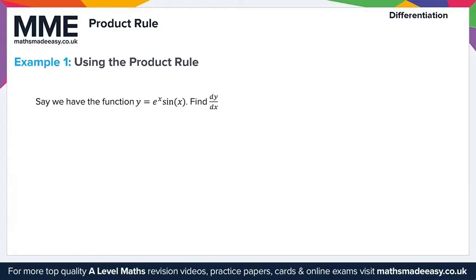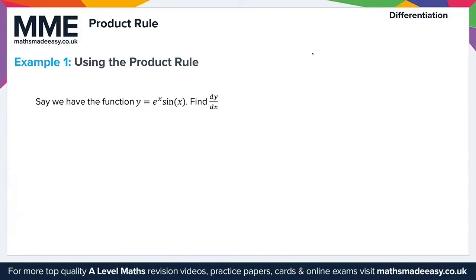Example 1 here on the product rule is simply using the product rule. So say we have the function here, y equals e to the x sine x. All we want to do is simply find dy by dx. So here we need to use the product rule because this is the product of two functions.